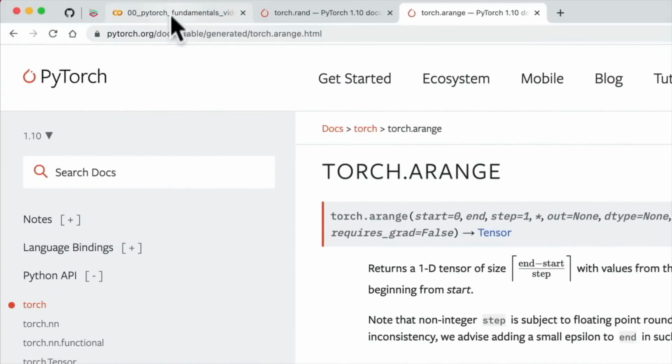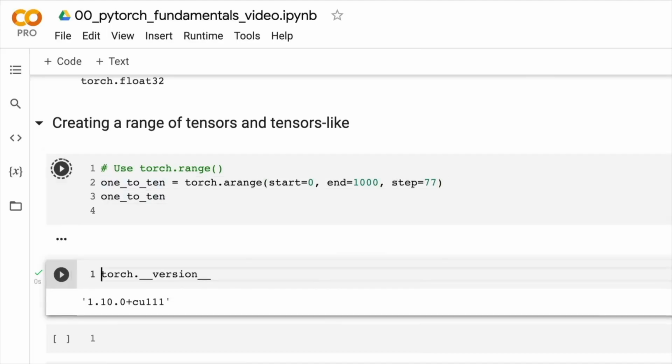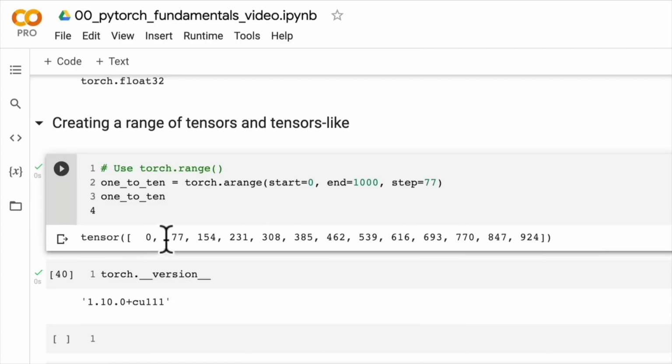Let's see what all of these three do. Maybe we started at 0, and maybe we want it to go to 1,000. And then we want a step of, what should our step be? What's a fun number? 77. So it's not 1 to 10 anymore, but here we go. We've got start at 0, 77, plus 77, plus 77, plus 77, all the way up to it finishes at 1,000.